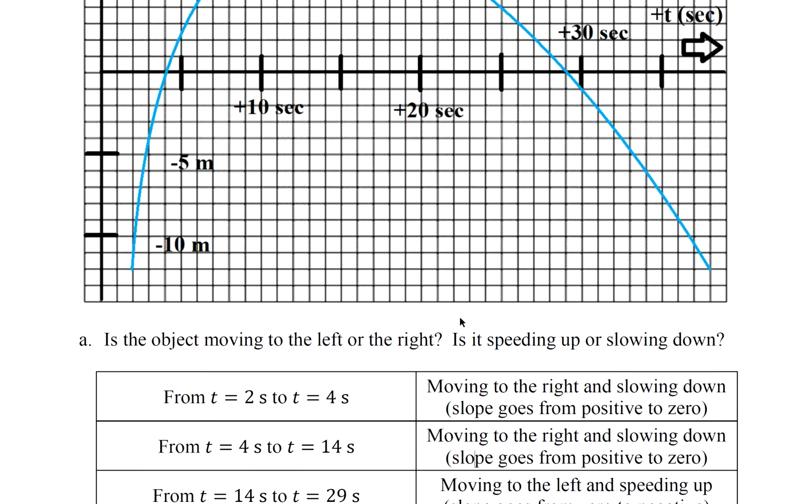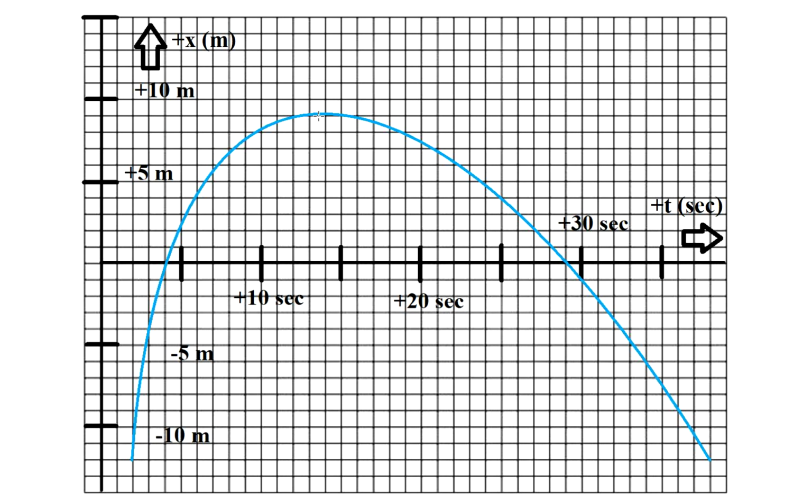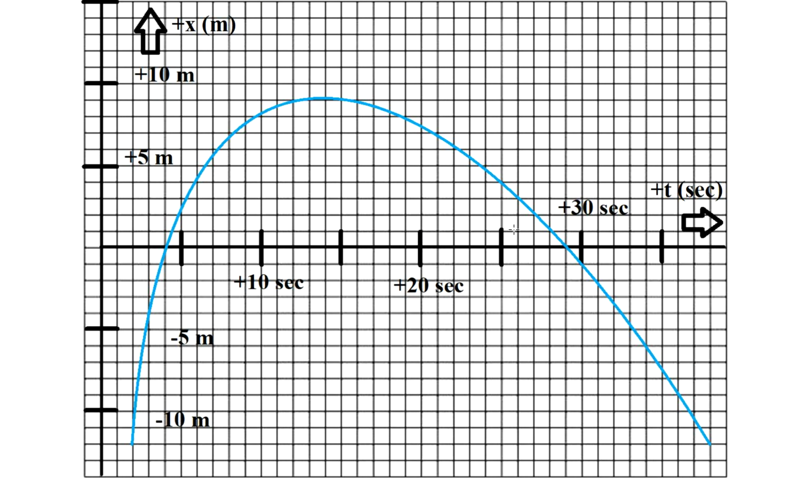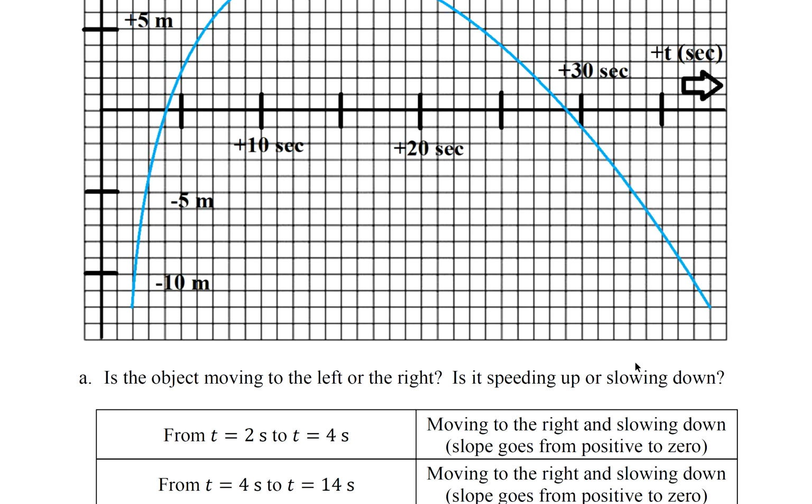I apologize. We're moving to the left because this is a displacement versus time graph, and if we take the slope, we're speeding up towards the left. And then from 29 to 38 seconds, it looks like this slope is pretty much constant, almost, but we're moving to the left.